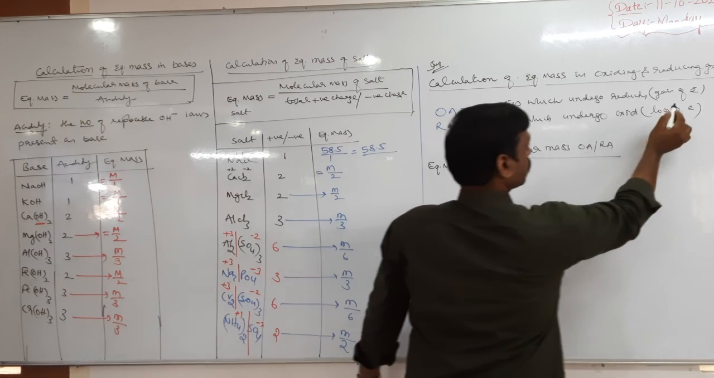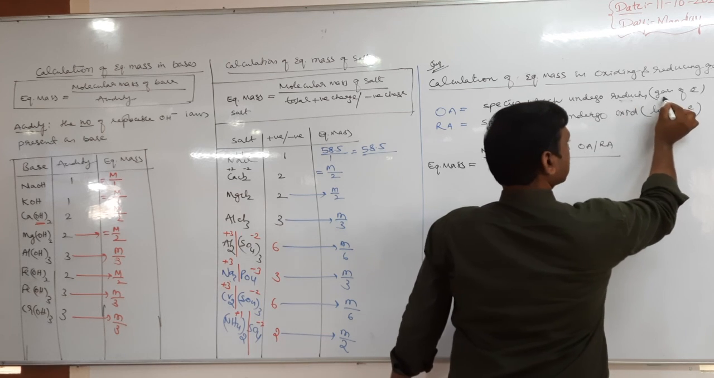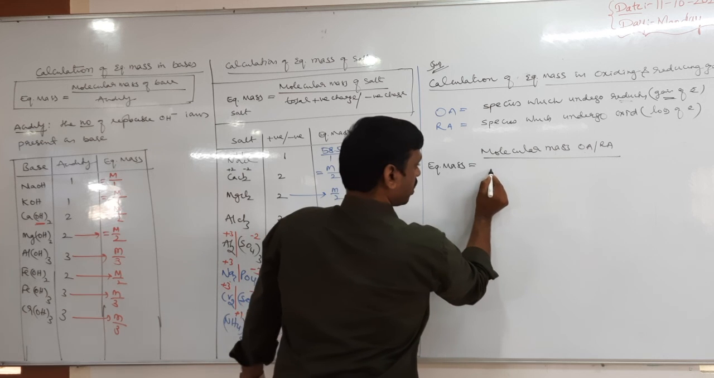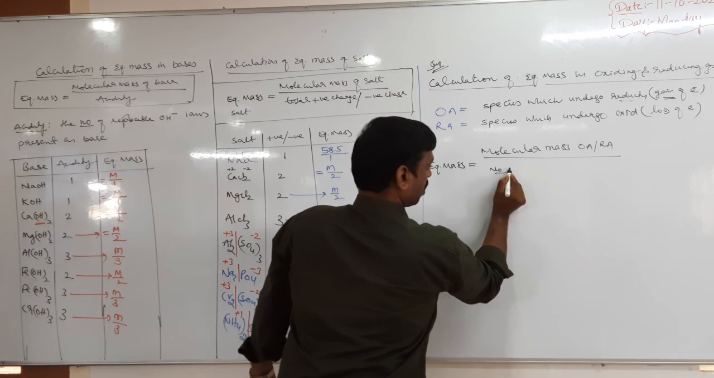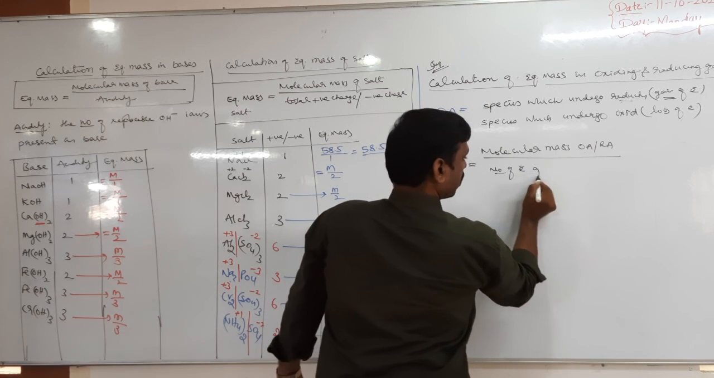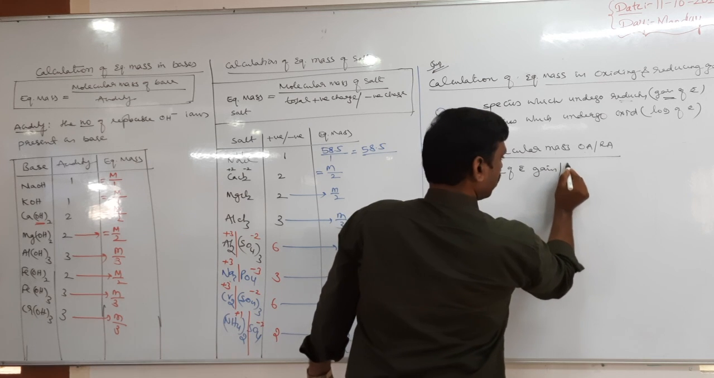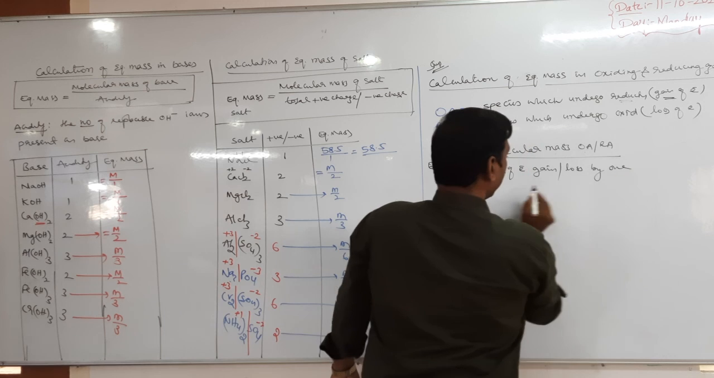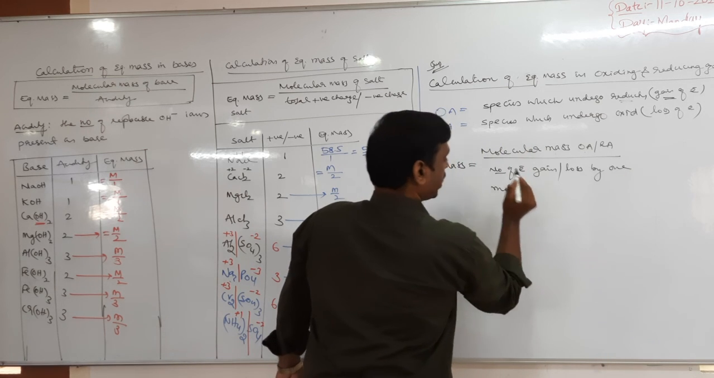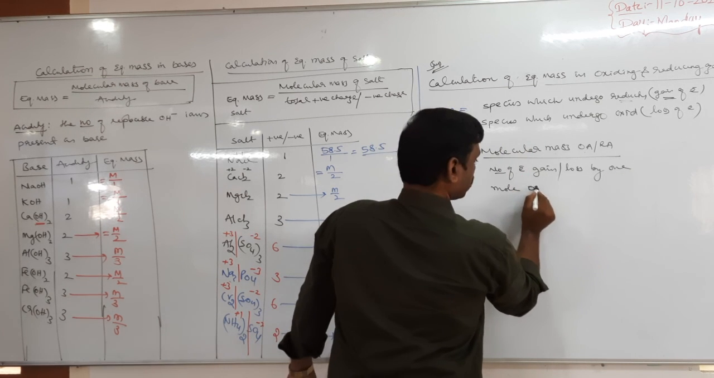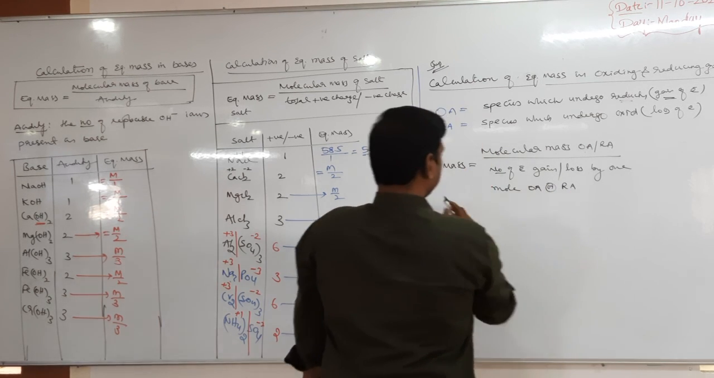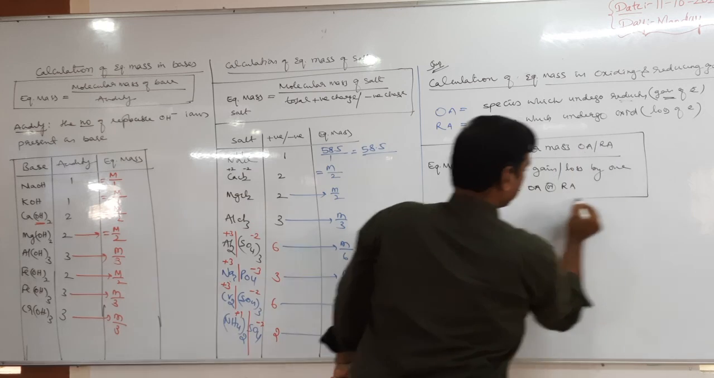It undergoes reduction. It means it gains electrons. It means molecular mass divided by the number of electrons gained or lost by 1 mole, it is important, 1 mole of oxidizing or reducing agent. This is one formula.